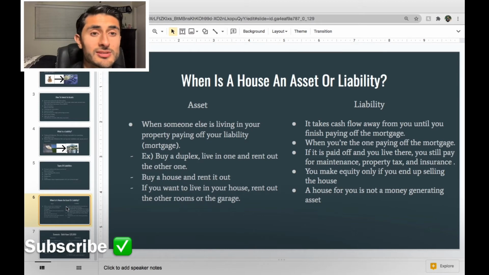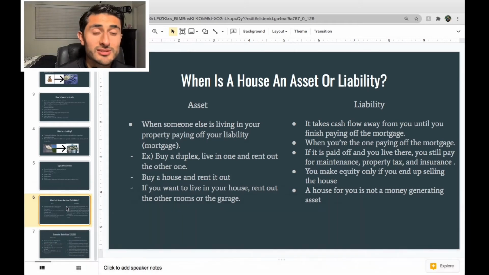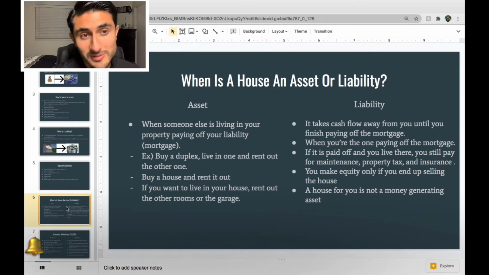So now this is a debate, and I would say a lot of people, remember this is just my opinion, would say that their house is an asset once they're done paying it off because they're not paying a mortgage, right? But you guys have to remember that if that's the case, you're still paying your mortgage insurance, you're still paying for maintenance, for property tax, so you still have expenses. So those are expenses. It's a liability because it's money taken out of your pocket. If you don't have someone paying that for you, it's a liability. Remember, this is just my opinion.